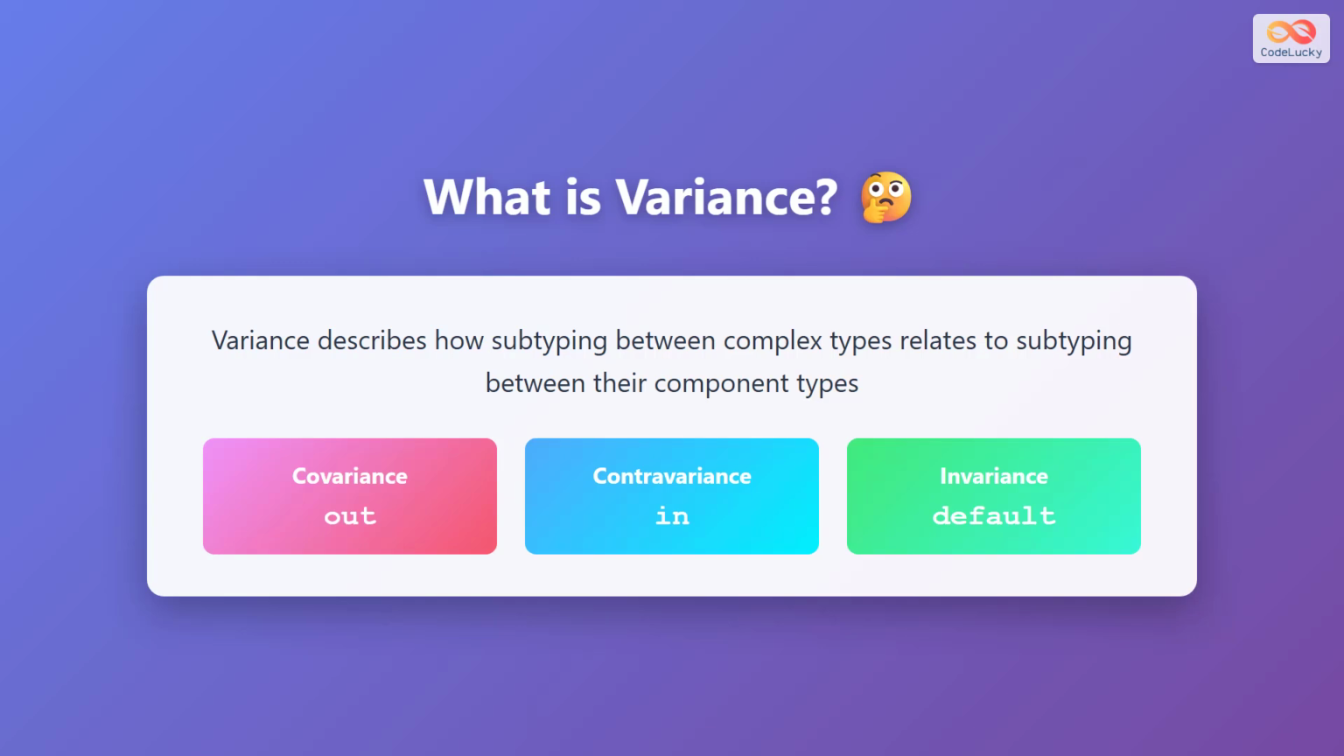So what exactly is variance? Variance describes how subtyping between complex types relates to subtyping between their component types. In simpler terms, it determines whether you can substitute one generic type for another based on their type parameters. There are three kinds of variance in Kotlin. Covariance, represented by the out keyword, allows you to use a more specific type where a more general type is expected. Contravariance, represented by the in keyword, works in the opposite direction. And invariance, which is the default behavior, doesn't allow any type substitution at all.